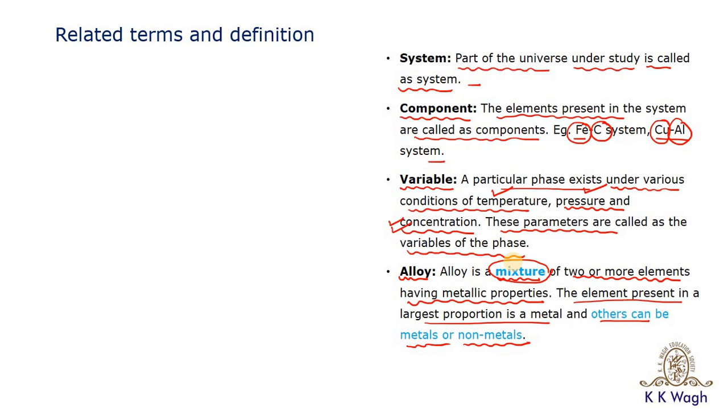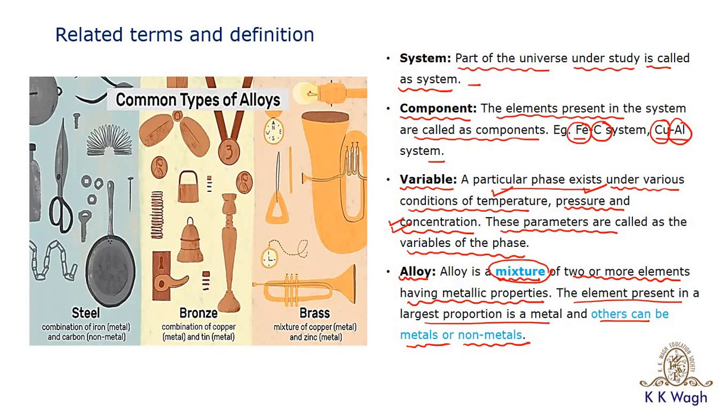So let's see some examples. Common types of alloys: the first is steel, which is very common. Steel is a combination of iron, which is a metal, and carbon, which is a non-metal. Then bronze is a combination of copper, which is a metal, and tin. Tin is also a metal. So this is a combination of metal and metal, that is the bronze. And then again brass, a mixture of copper, that is a metal, and zinc, which is also a metal, right?